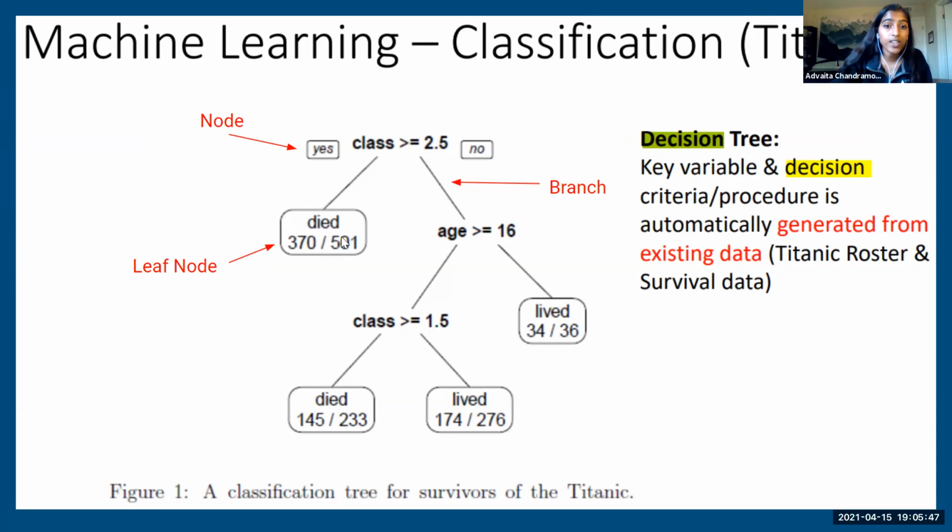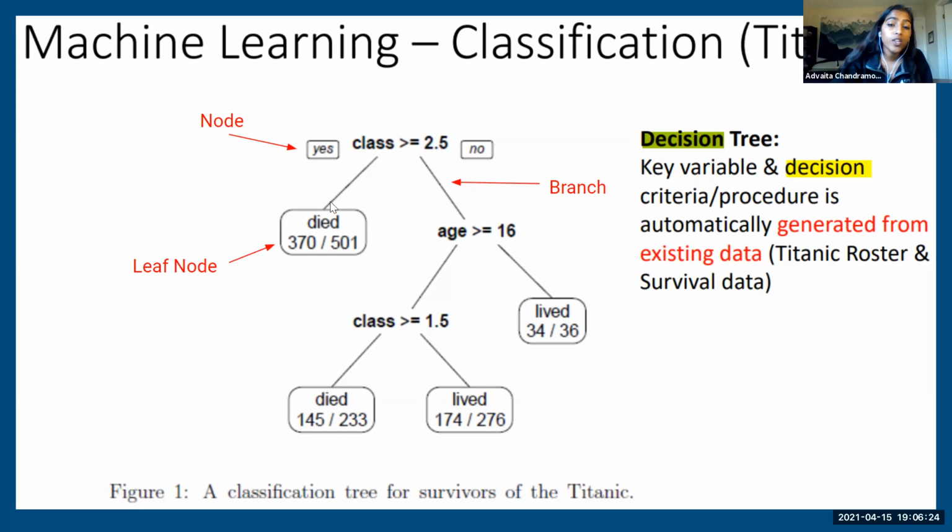This number, 370 out of 501, means that out of 501 passengers that were, in this case, third class, 370 of them died. So that's how accurate this question was in giving you this answer. The rest of the 501 would continue on, because obviously you have more than 501 passengers, and that means the rest lived. So out of the 501, whatever 501 minus 370 is, the rest lived. This just gives you data as to how many people the model predicts would have lived or died at these different leaf nodes.